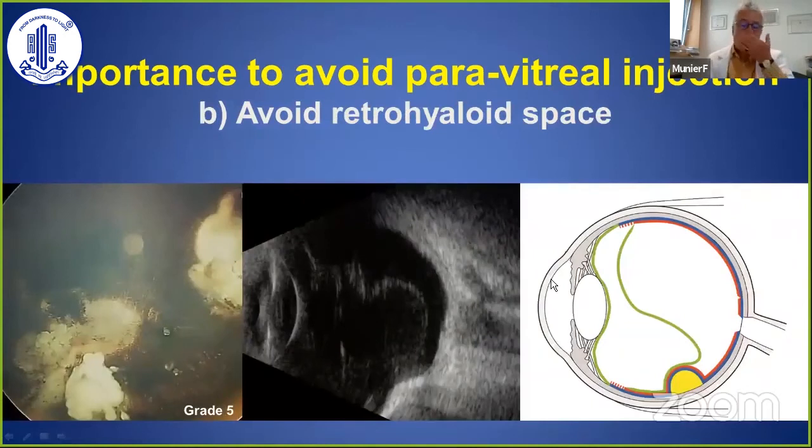Similarly, if you have a big retrohyaloid space, and believe me, if you perform 10 megahertz ultrasonography in your patients, you will notice, and all my colleagues will agree with me, that virtually all patients have a posterior hyaloid detachment. And if you happen to inject in the retrohyaloid space, you will end up with a huge concentration and devastating effect on the retina.